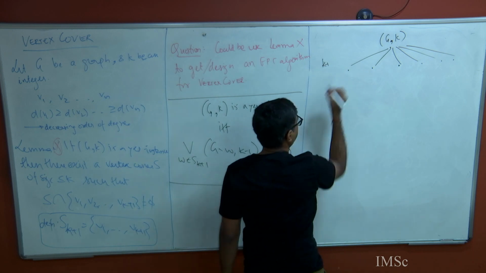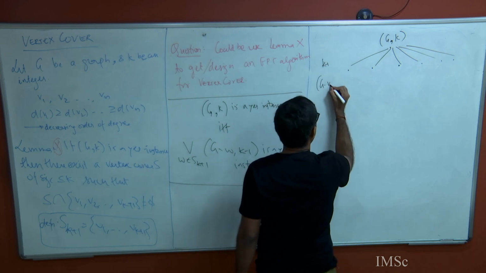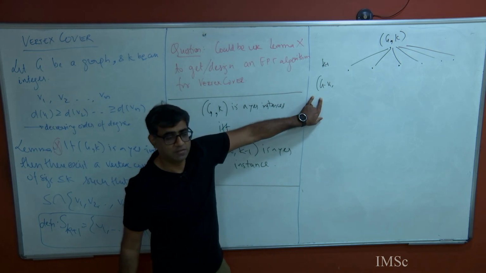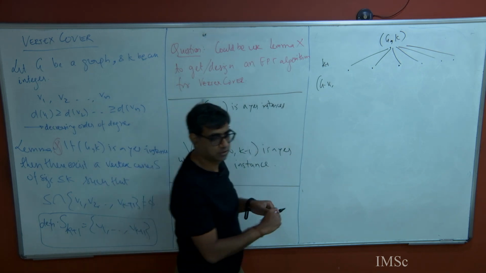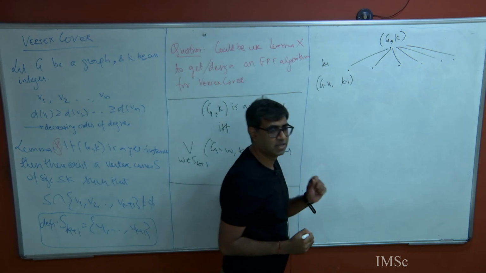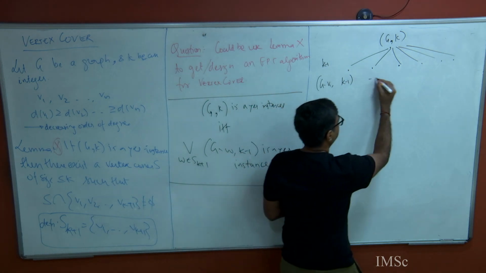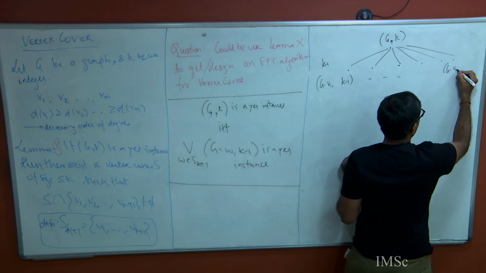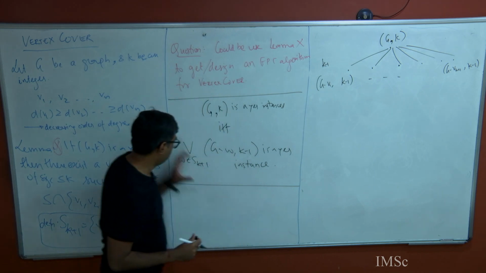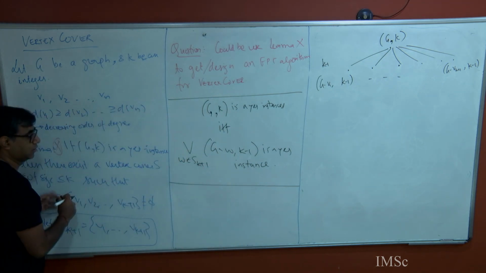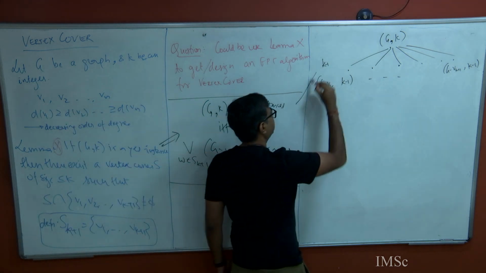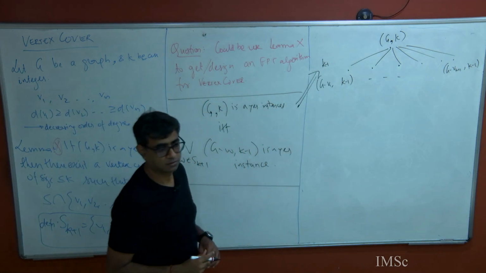Okay. And here what I am saying, okay fine, it is G minus V1. So, what decision have I made here? That V1 is the one which is in my solution, right. And then in the remaining graph I am looking for a vertex cover of size how much? K minus 1. So, this is what I have done actually. This lemma leads to this formulation, which leads to this tree, right.